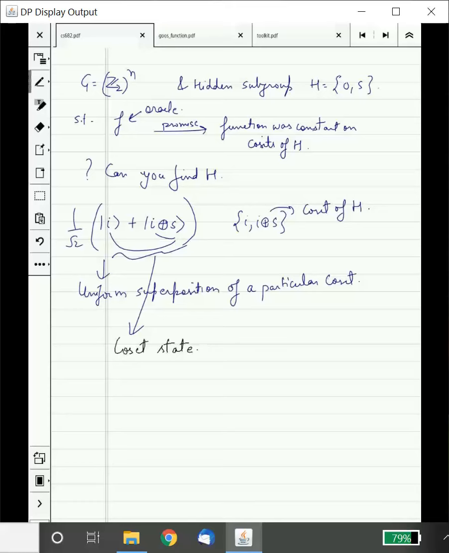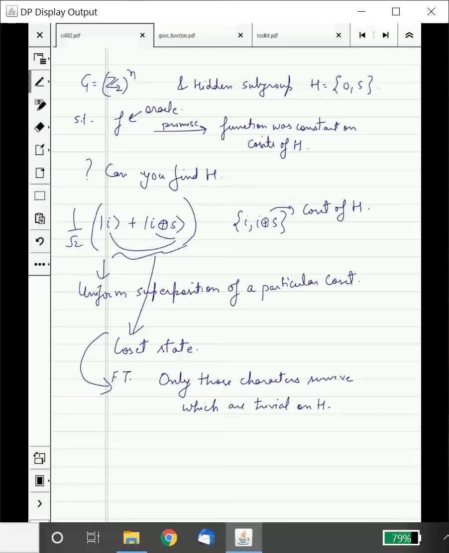Now, from this equal superposition coset state, it is easy to see that if you apply the Fourier transform, what does the Fourier transform do? It takes us from the standard basis to the character basis. Then what characters survive? Only those characters survive which are trivial on H. This is something which you need to confirm.